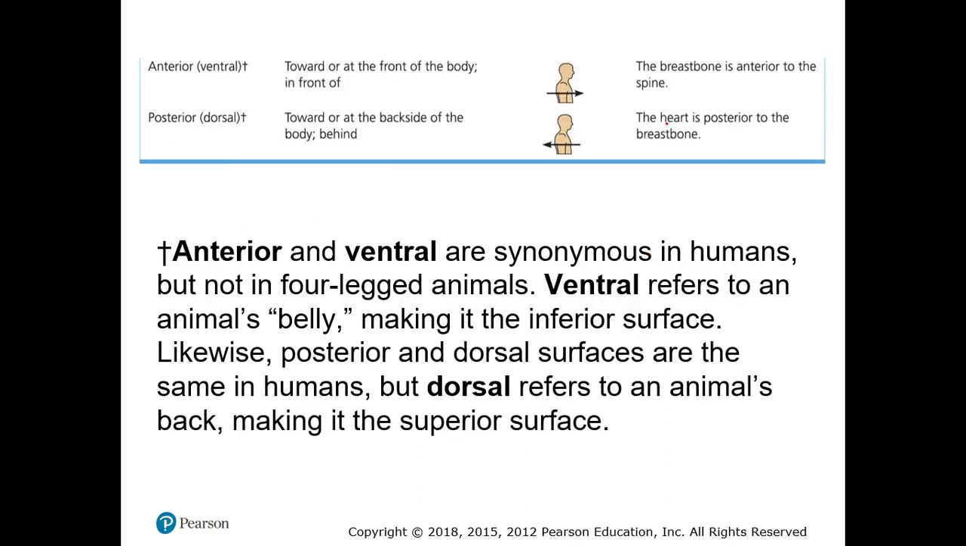An example from the book is your breastbone, which is your sternum, is in front of your spine. For posterior, it says the heart is posterior to your sternum, and that makes sense. Your heart should be behind that breastbone for protection.